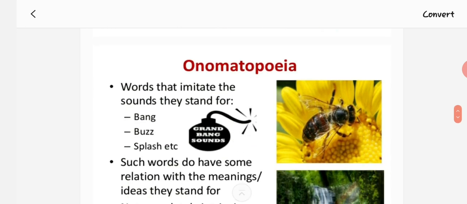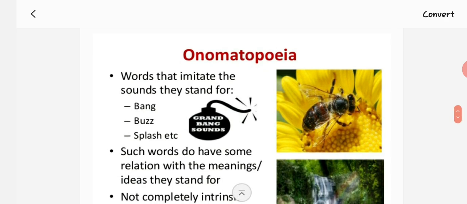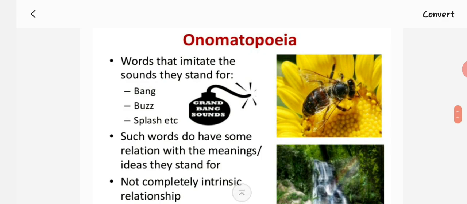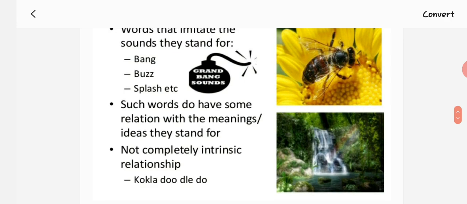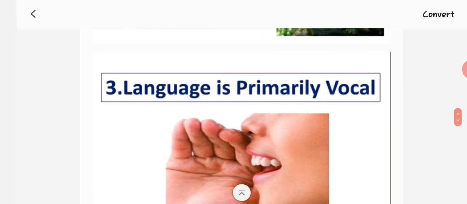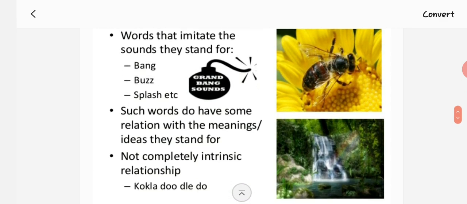The next main thing is onomatopoeia. Onomatopoeia means the words which are described through their sounds. Words that imitate the sounds they stand for, like bang. Bang means to explode something, buzz, the bees buzz, and splash sounds, etc. Such words do have some relationship with the meanings, ideas they stand for, not completely intrinsic in the relationship, like kokla do, dilly do, which means that we are not quite sure what we are going to say about it. So, we can discuss these features in our language lecture today.